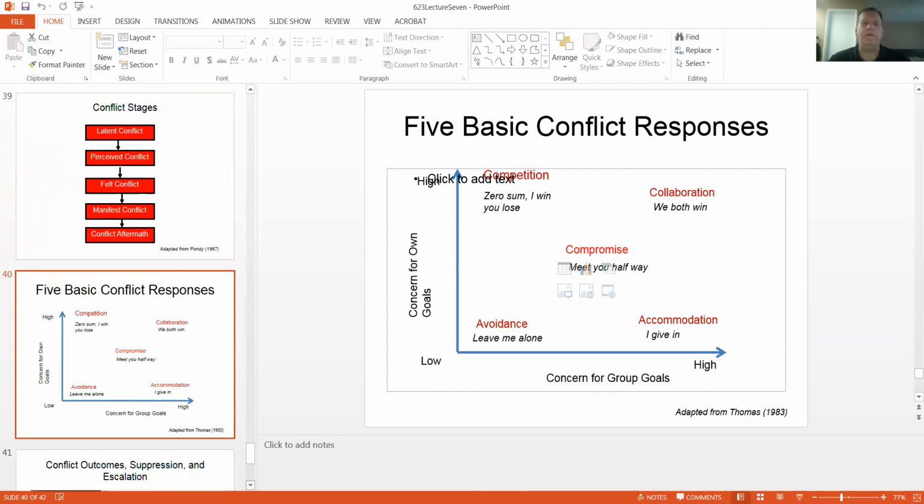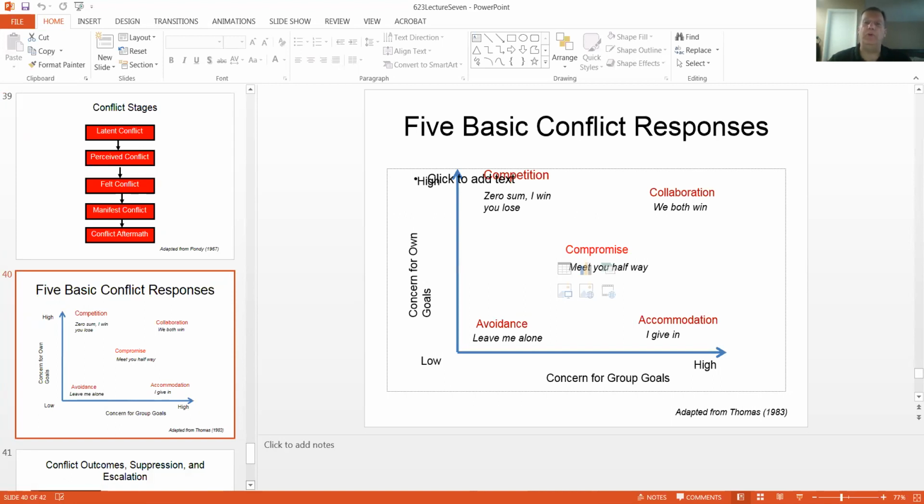Well, you intervene in different ways. And the way in which you intervene in a conflict will depend upon two primary criteria: your concern for your own goals as an individual and your concern for the goals of the group. You can see on the chart there, you have your x-axis, concern for group goals, your y-axis, concern for your own goals. If you score low on both, you're in the avoidance category. Just leave me alone. I don't want to deal with it. I'm just not even going to admit that it even exists. Clearly not where you want to be.